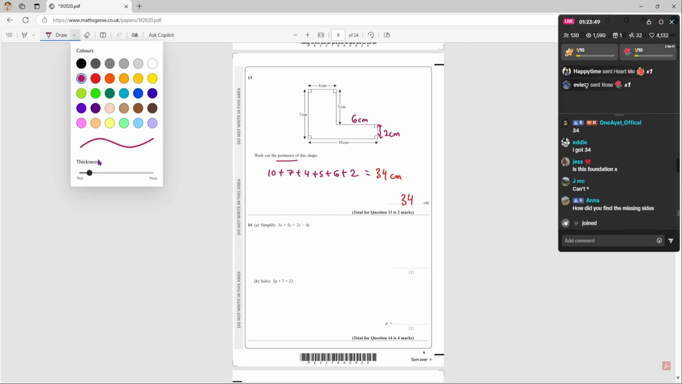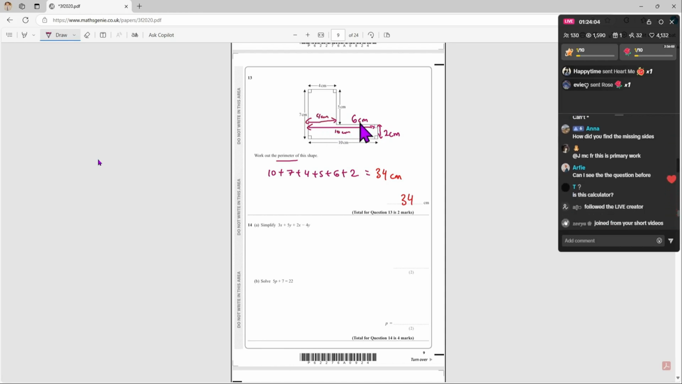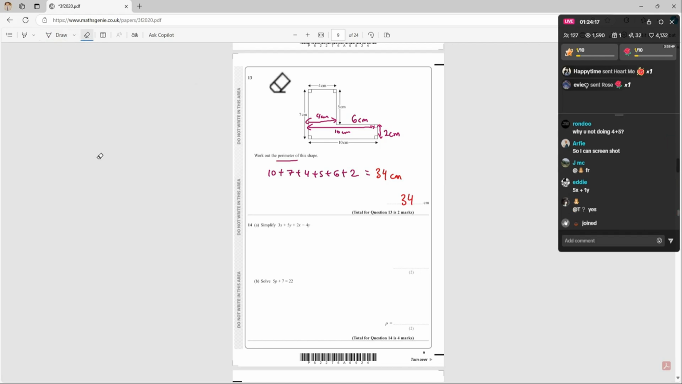We know that this length is 10 centimeters, right? And then we know that this is 4. So the missing one is going to be 6 centimeters, because we're going to do 10 minus 4, which is going to be 6 centimeters right there. Okay, and then it's the same process with this 2 centimeters, okay?